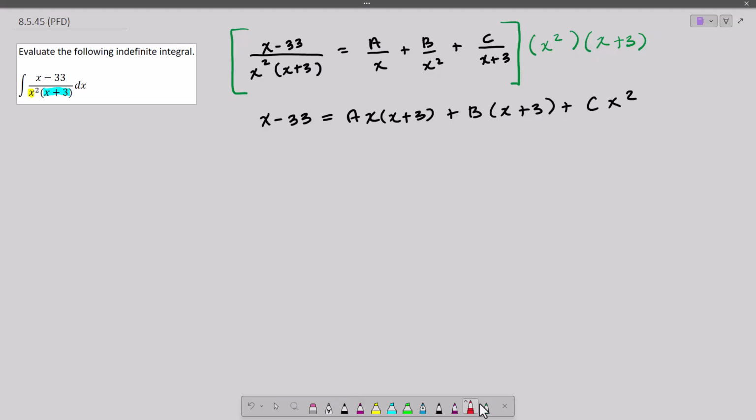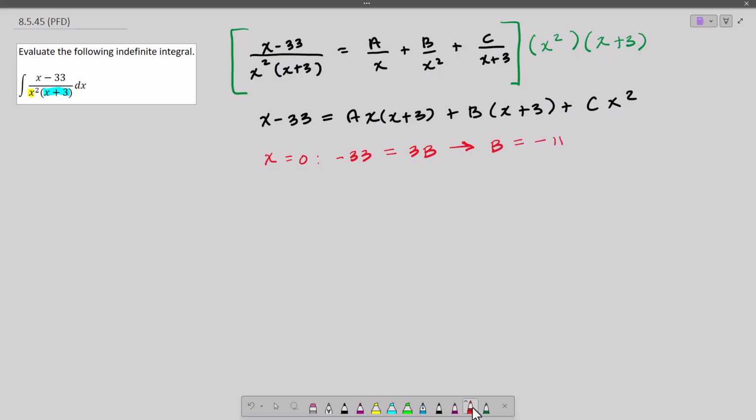Now we've got some linear factors here, so let's go ahead and use the convenient value method. So we're going to plug in, say, x equals 0. That's one of the convenient values. On the left, you'll get negative 33. On the right, when we plug in 0, well, we're going to have a cancellation there and a cancellation there. Those are both going to go away if x is equal to 0. So we end up with 3b, which tells us b is negative 11.